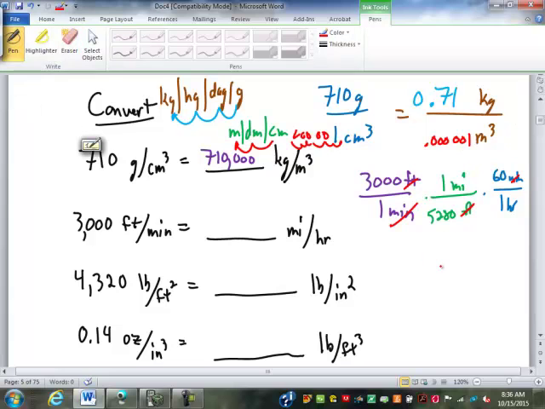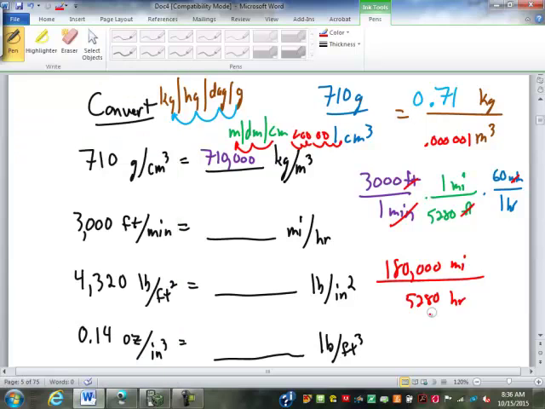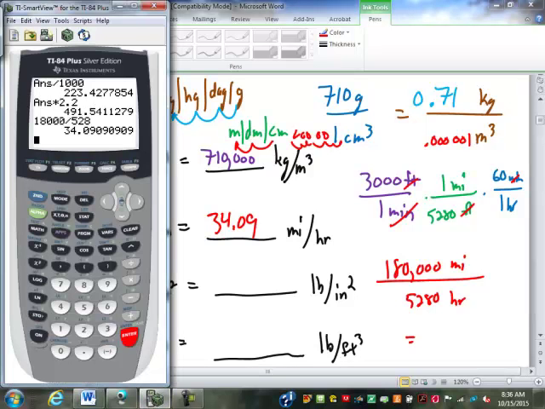So we've got 3,000 times 60, which is 180,000 miles over 5,280 hours. So 180,000 divided by 5,280 is 34.09 miles per hour. Yes, I know I left a 0 off of the 5280, but I only got 18,000 instead of 180,000, so I had to correct.